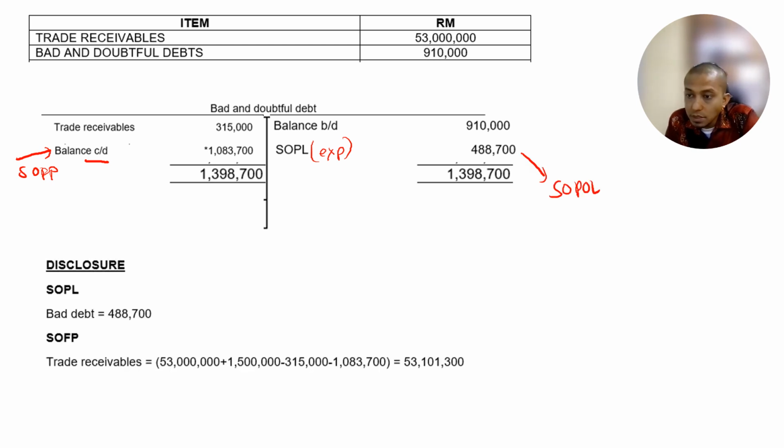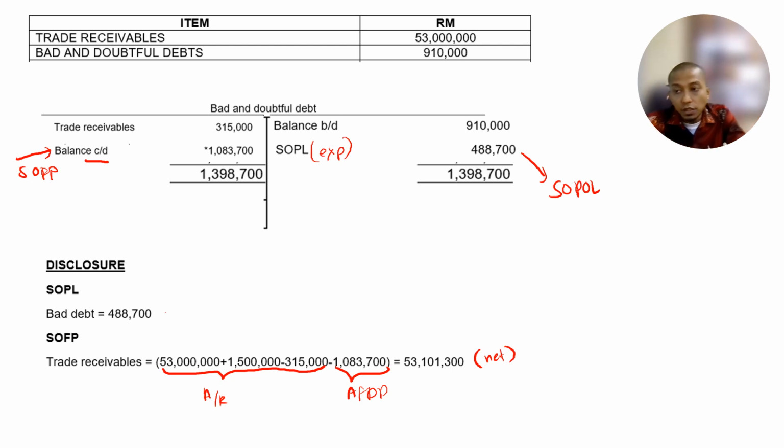All right. So in this case, we have in the statement of profit or loss 488,700, which is our bad debt, and we have in the statement of financial position trade receivable minus allowance for doubtful debt. This one is the accounts receivable or trade receivable minus allowance for doubtful debt, because we want to get a net receivable. Okay, we want to get a net receivable. You can do one.